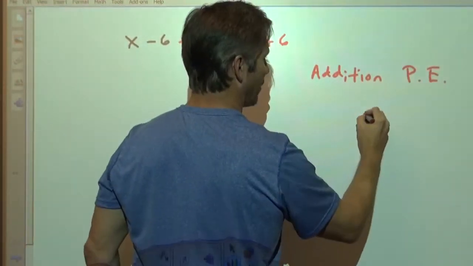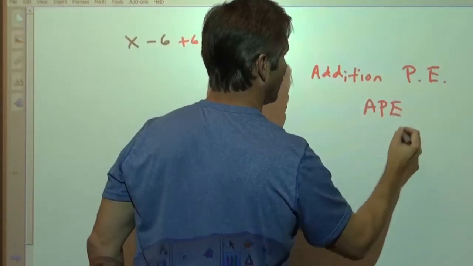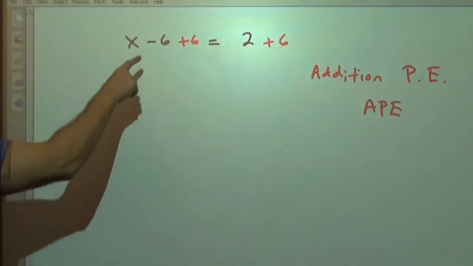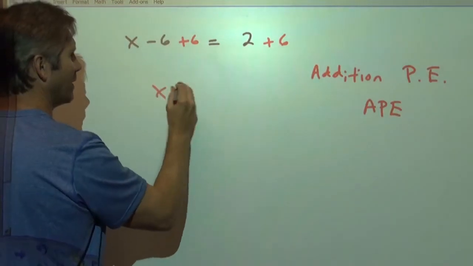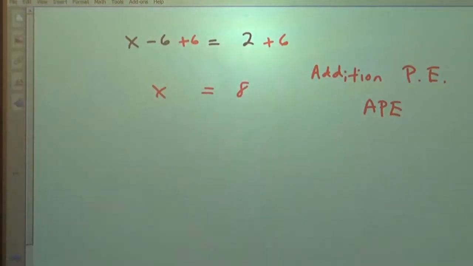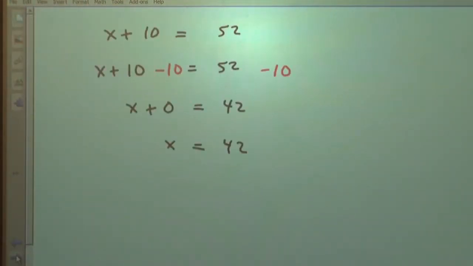And so we're going to see it in our notes as APE. If we do the addition property of equality, it's APE. This 6 cancels with this 6, so we get x is equal to 8, and that's our final answer because we added the same thing to both sides.